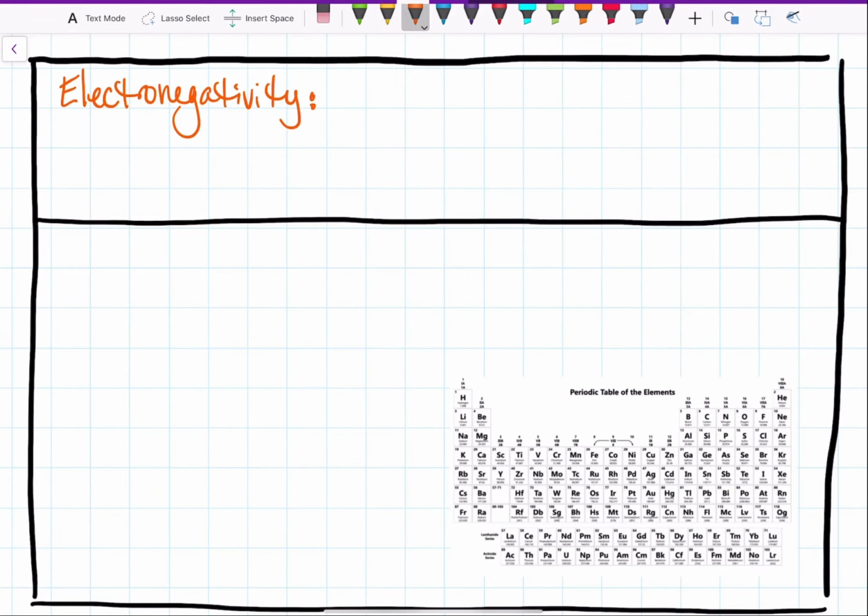Okay, up next is electronegativity. Just by looking at that name, we know that's going to have something to do with electrons, and electrons carry a negative charge with them. So we know we've got something about electrons and their negative charge. Electronegativity is the tendency of an atom to attract electrons.